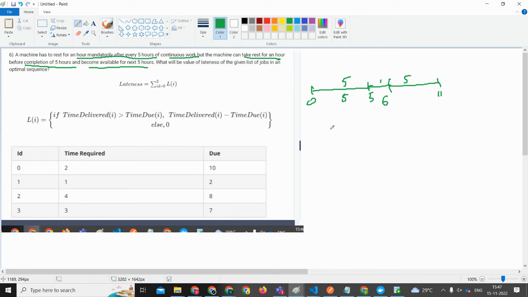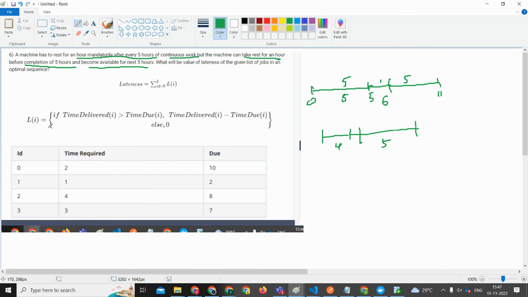Or else, what you can do is work for 4 hours. After 4 hours also you need to take 1 hour rest, then only you can continue to work for the next 5 hours. So how do you minimize the lateness? And they are saying that if time delivered, whatever.